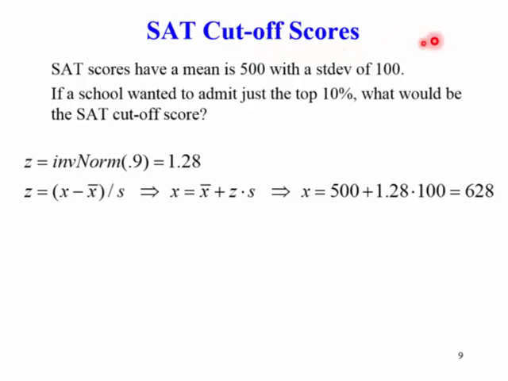Second example of that is SAT cutoff scores for a school. SAT scores have a mean of 500 and a standard deviation of 100. If a school wants to admit just the top 10%, what would their SAT cutoff score be? Well, top 10%, so that's the 90th percentile. So z is equal to inverse norm of 0.9, so 1.28. So (x minus x bar) over s leads to this formula. So we plug in 500 for the mean, 1.28 for the z-score, and 100 for the standard deviation. And we get a cutoff score of 628.